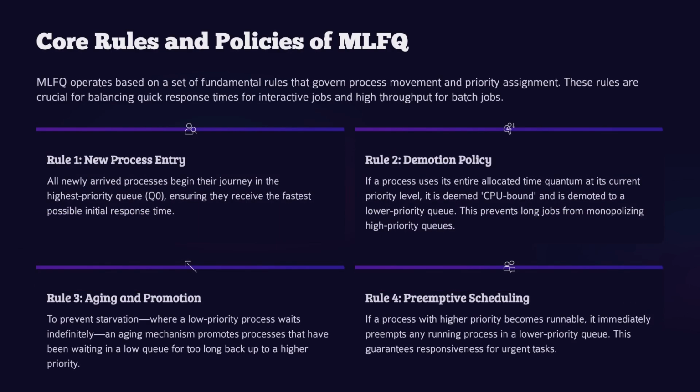MLFQ follows four main rules. Rule 1: every new process starts in the highest priority queue for fast initial processing. Rule 2: if a process uses its full time slice, it's considered CPU-bound and is demoted to a lower queue. To avoid starvation, processes waiting too long are promoted back up. This is called aging. Rule 4: a higher priority process can preempt a lower one, ensuring urgent tasks run quickly.